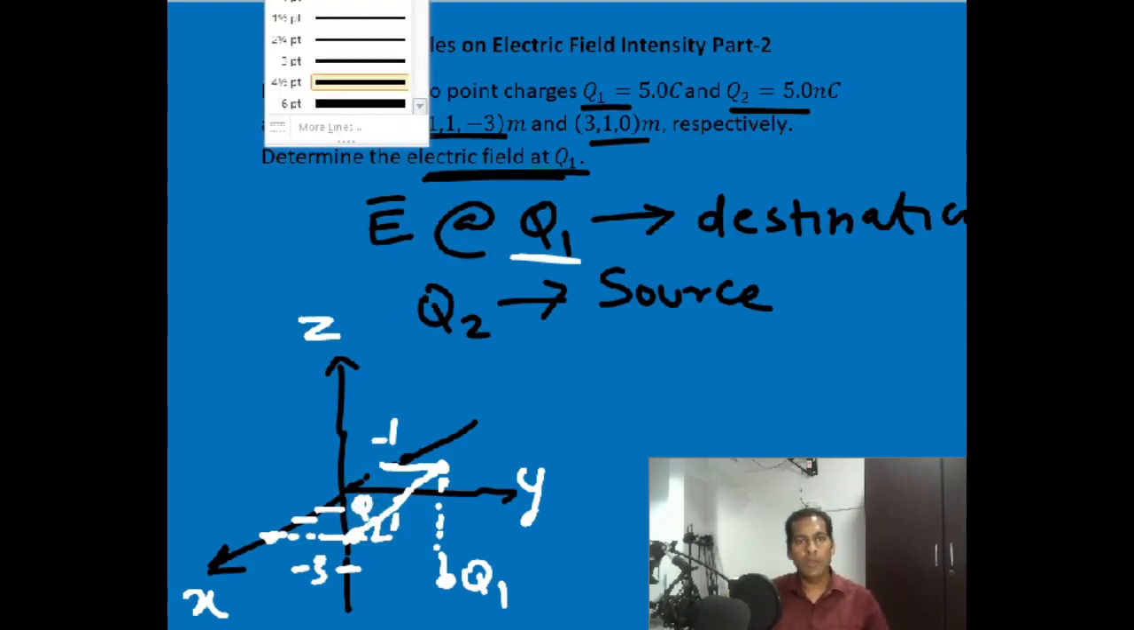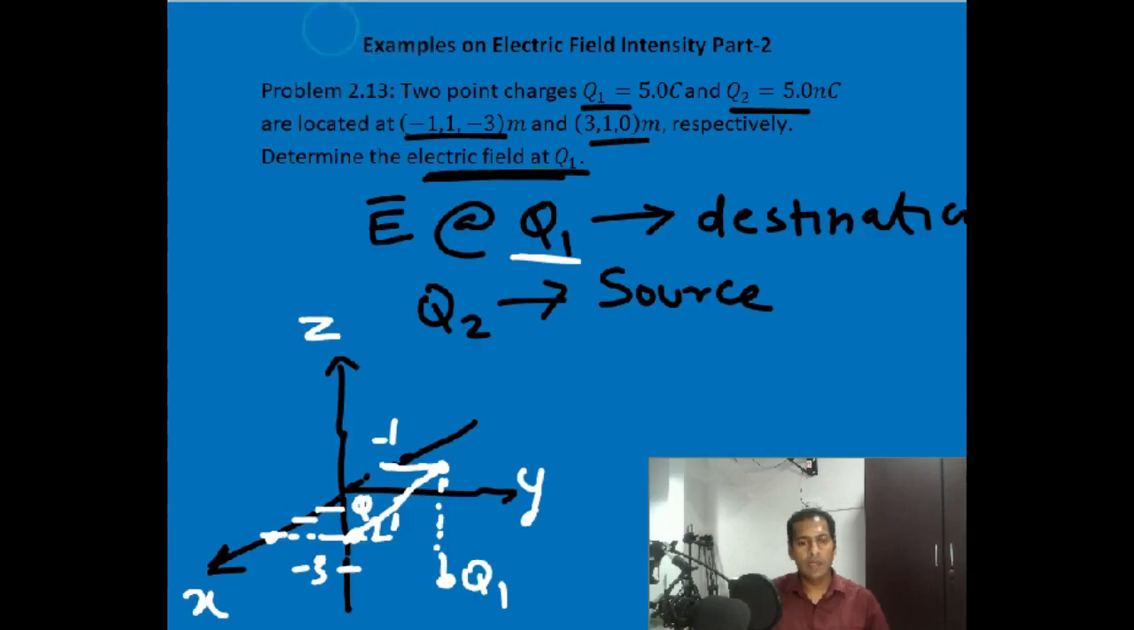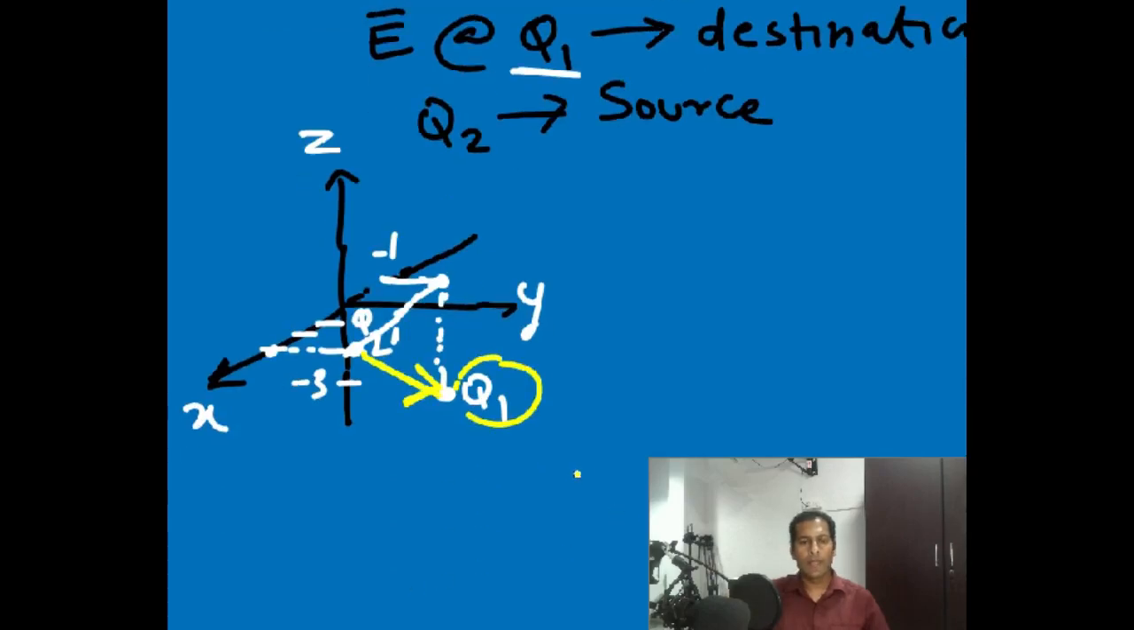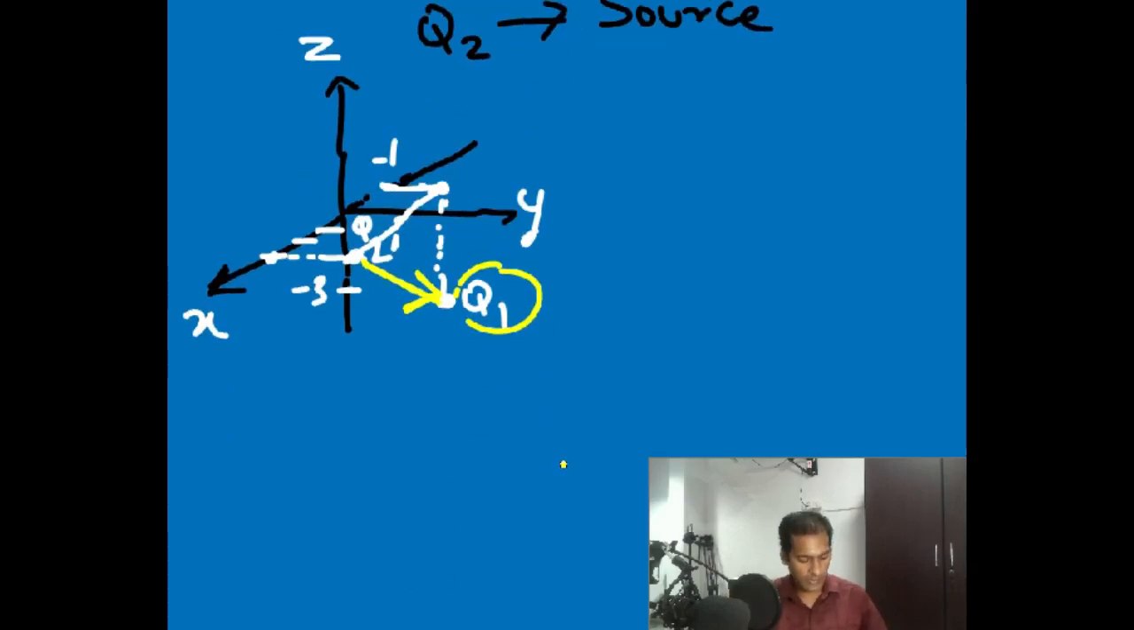And we have to find out the electric field intensity between Q1 and Q2. So this is the R bar, and the destination is Q1, so the arrow of R bar will be towards Q1. So due to this point Q2, we have to find out the electric field intensity on Q1. So let us solve this example.